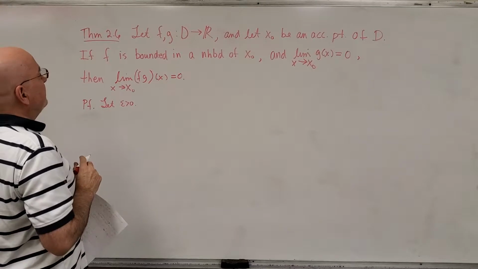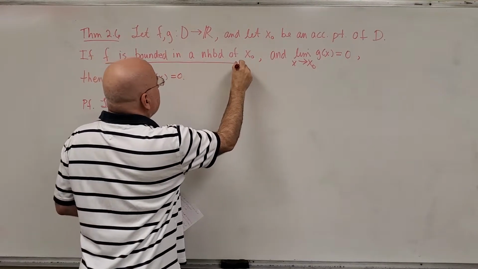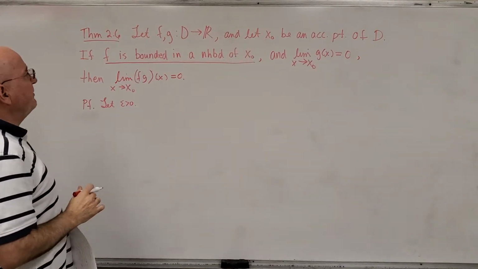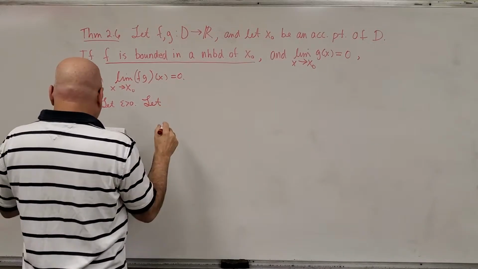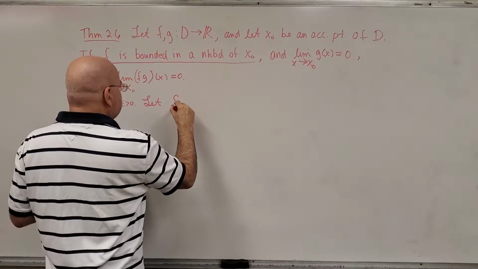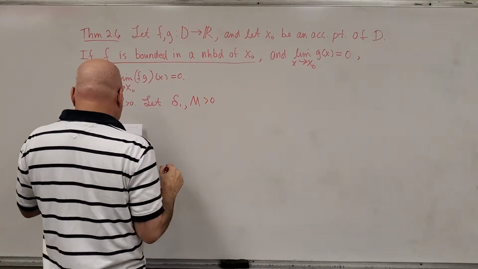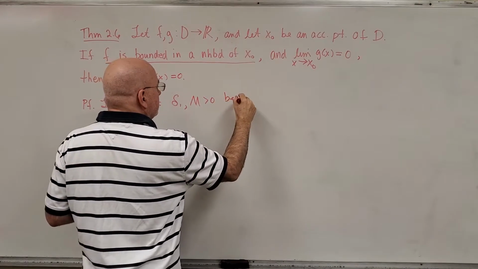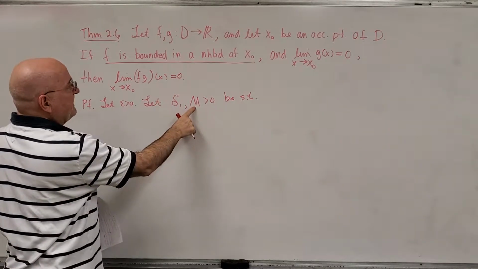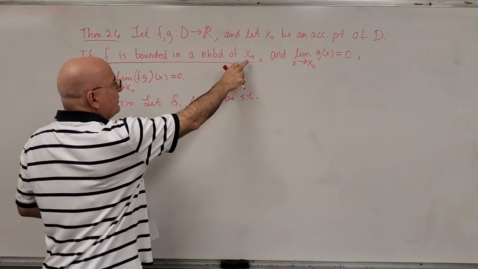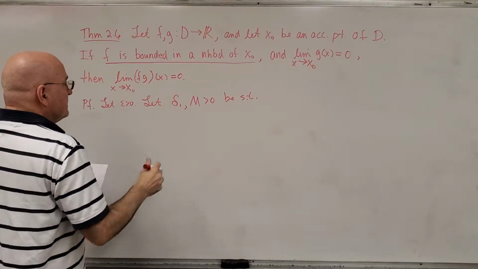The next thing I'm going to look at is this part. What does that tell me? It's bounded in a neighborhood of x naught. Therefore, I can say, I'm going to use delta 1 and M, two numbers that are both greater than 0. And you might guess what's going to happen. I'm going to have this function be bounded by M. And in what neighborhood? The neighborhood is going to be x naught plus or minus delta 1.